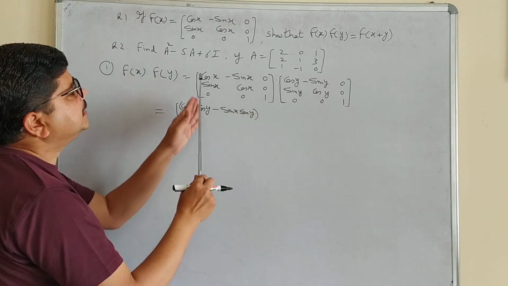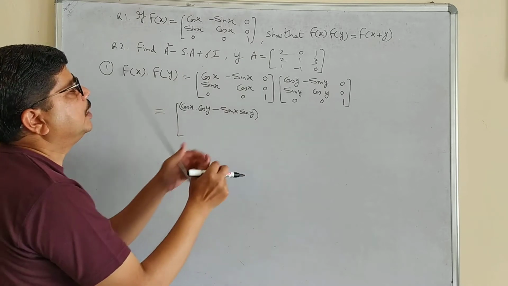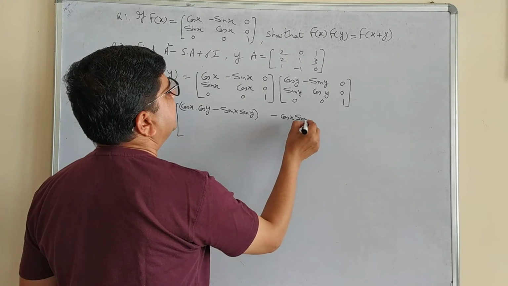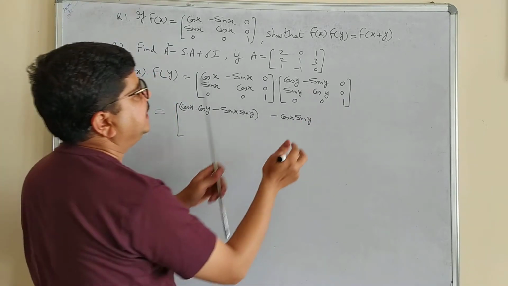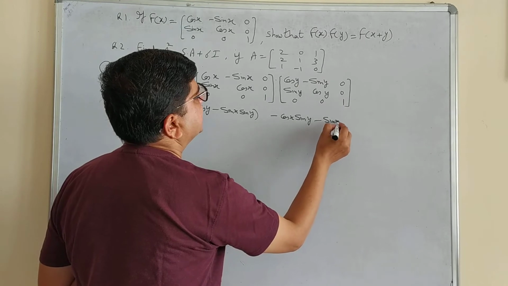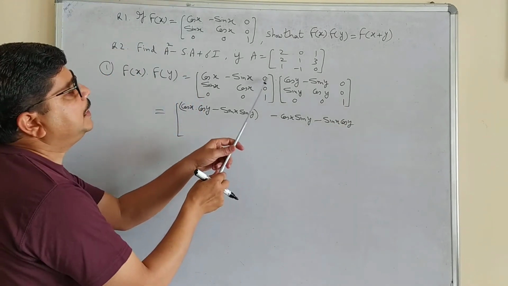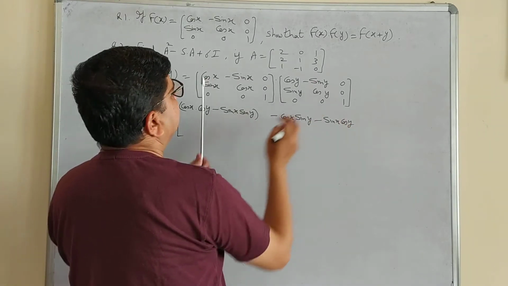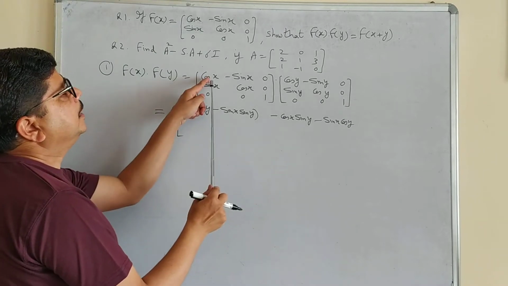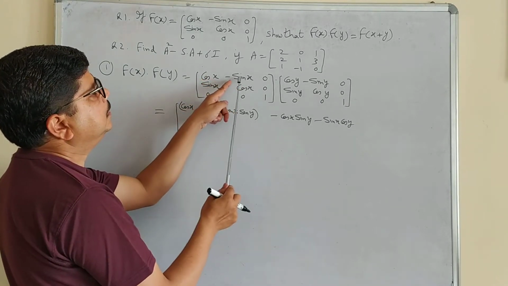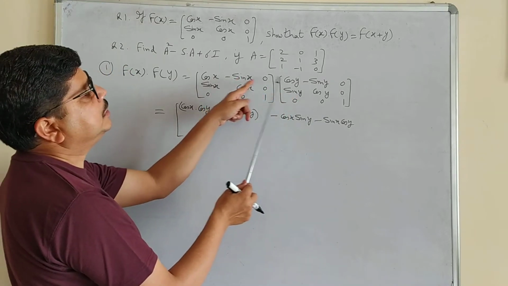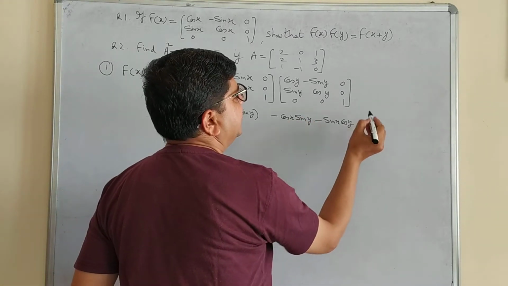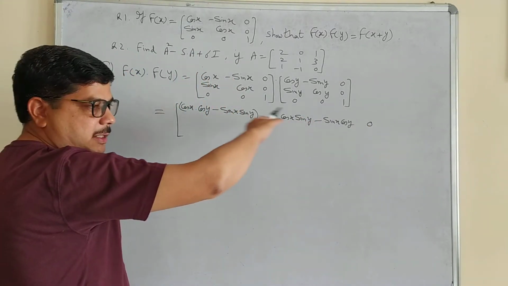Then second term will be first row and second column. It is minus cos x sin y, then minus sin x cos y plus 0. First row, second column, corresponding terms. Then first row, third column. Cos x multiplied to 0, 0. Sin x multiplied to 0, 0. 0 multiplied 1, 0. So instead of writing 0 plus 0 plus 0, that is meaningless. Simply I write 0. So this is first row.